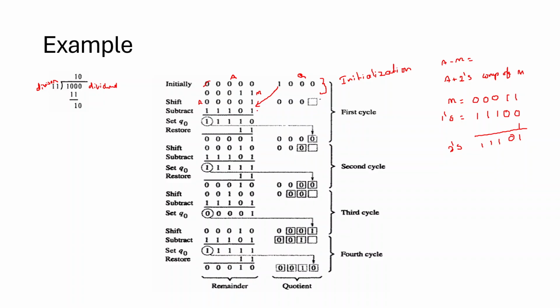I write the 2's complement of M here. Then I am adding. 1 plus 1 is 10, so 0 here, carry 1, so 1, 1, 1, 1. Clear? This is the 2's complement of M. I am adding this 2's complement of M with the current A value. So I get this result. This is the current A.